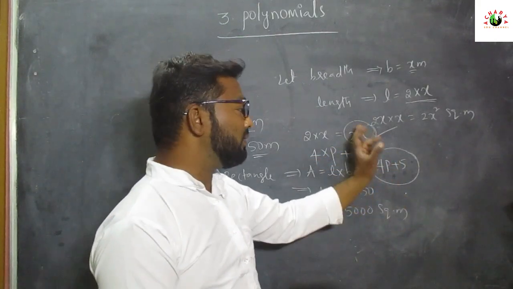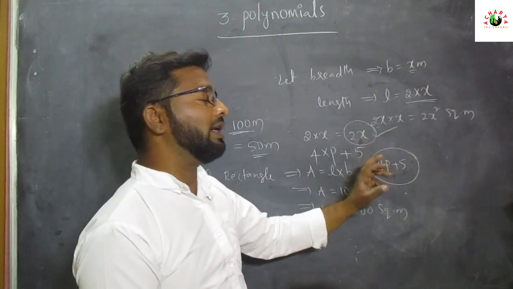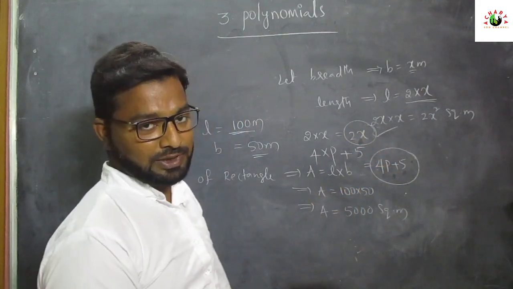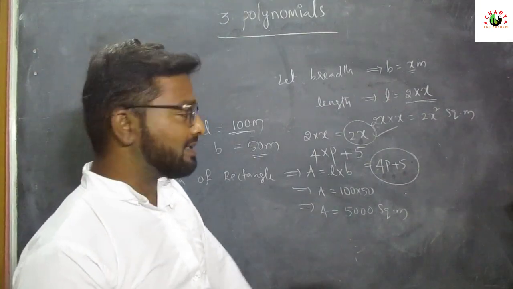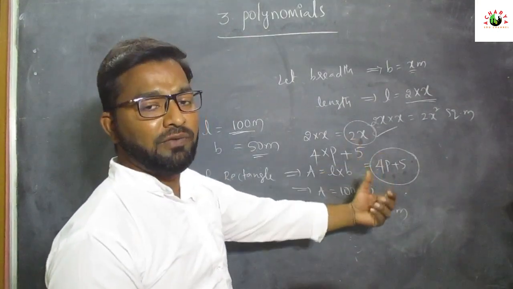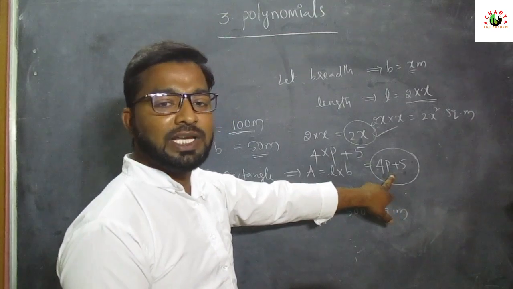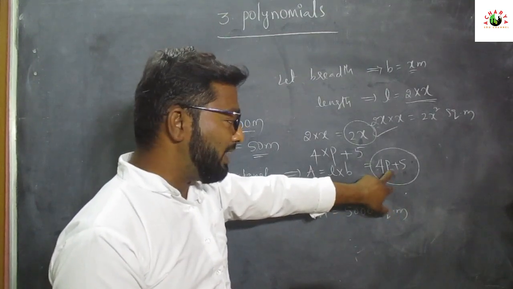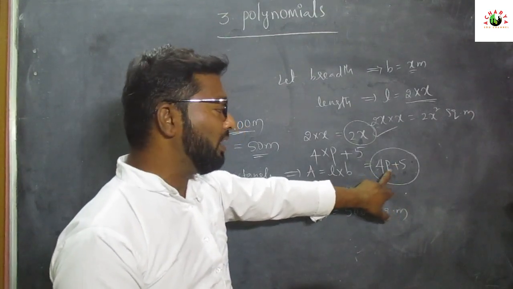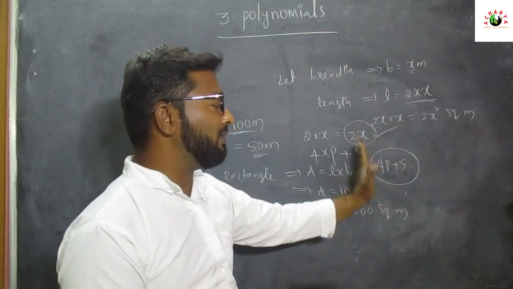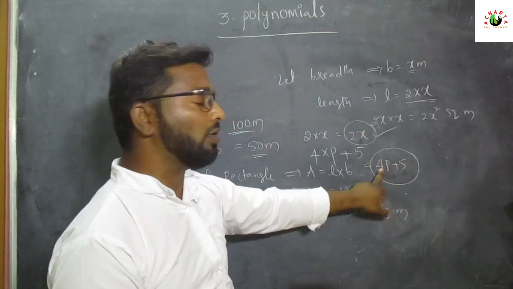Now according to these two, we have to know what is meant by an algebraic expression. An algebraic expression means an expression which involves variables and coefficients. p is a variable here. Coefficient means the number previous to the variable, which is called the coefficient.